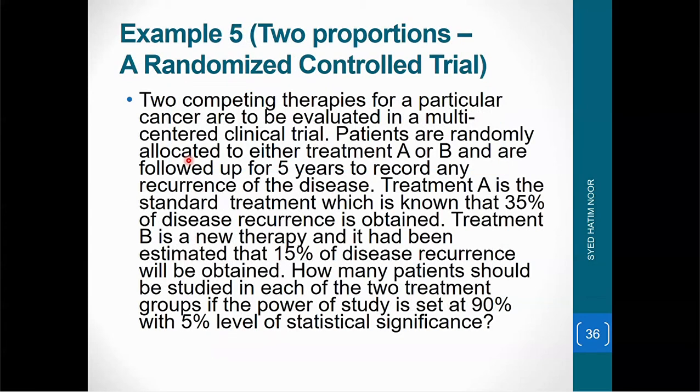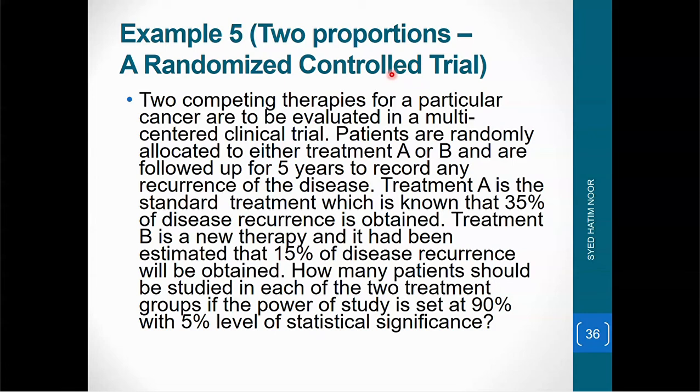Now let's go to the first example. This is under an RCT. Patients are randomly allocated, randomization, into two groups, treatment A and treatment B. They want to know what the disease recurrence is by using each treatment. Treatment A is the standard. Treatment B is a new therapy.